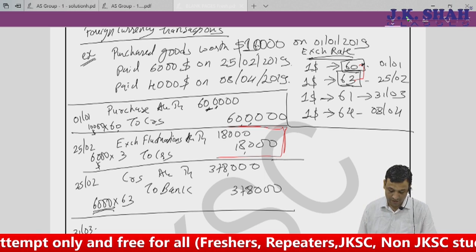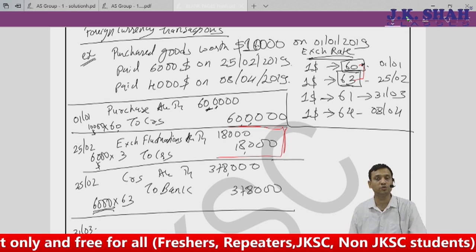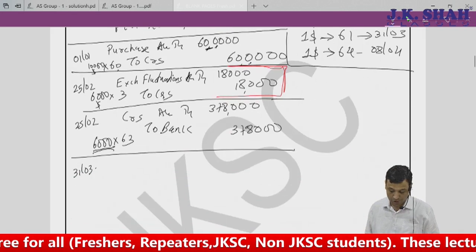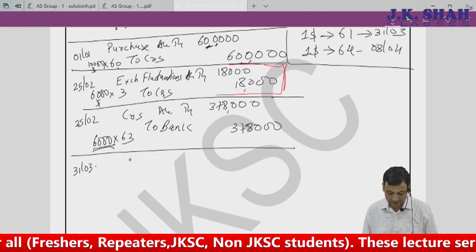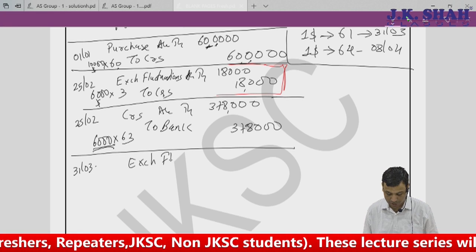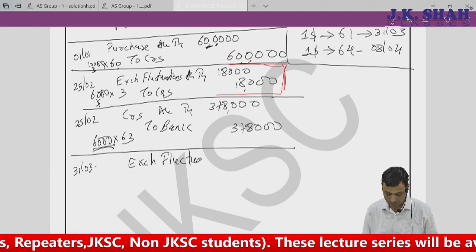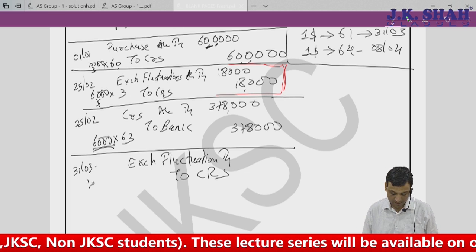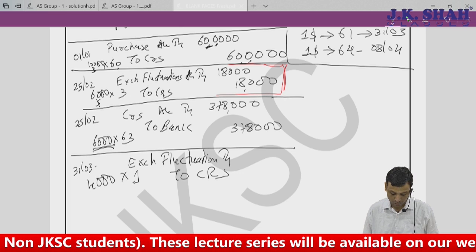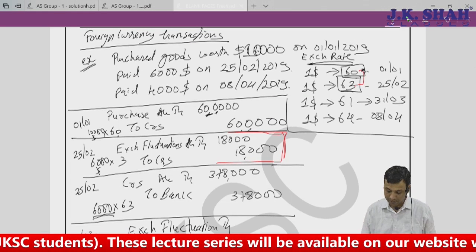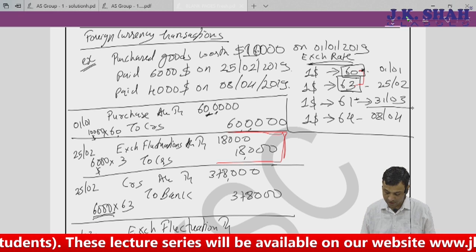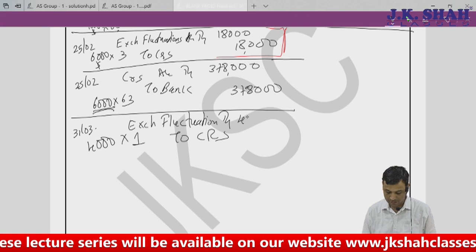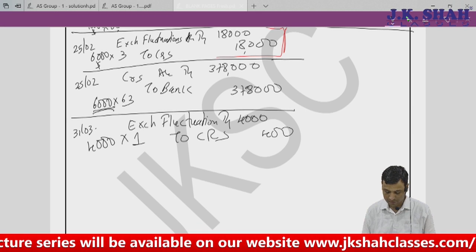Now, on 31st March, I want the creditors to be shown at the closing rate, because that is the actual amount payable to creditors. So when I say I want to show my creditors at the closing rate, I need to increase my creditors. I'll say exchange fluctuations debit to creditors. That is nothing but 4,000 into 1 rupee. Now how did I get this 1 rupee? It was 60, now it is 61 on 31st of March. So 1 rupee is my loss. So I'll say 4,000 is my loss.